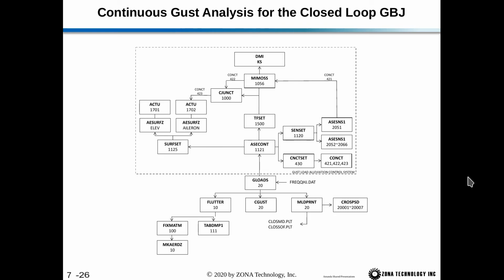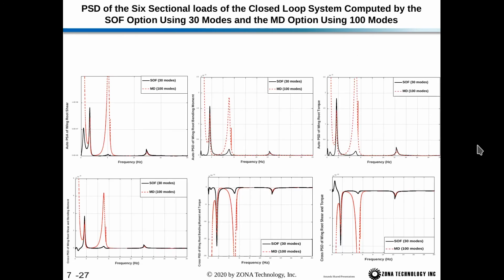Next, we'll look at a closed loop continuous gust analysis for the GBJ. So here we're going to add in a control system. So we are reading the sensor accelerometer that's feeding into our control system, which then feeds back to the symmetric aileron. And now if we plot the results and we look at the PSD of the 6 sectional loads of the closed loop system computed by the SOF option using 30 modes and the mode displacement option using 100 modes, once again this is illustrating that our mode displacement method is not converged, so you need to rely on the SOF option.